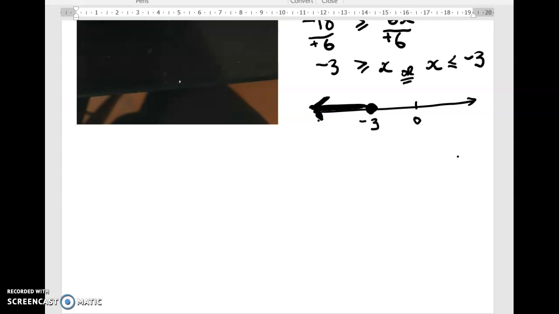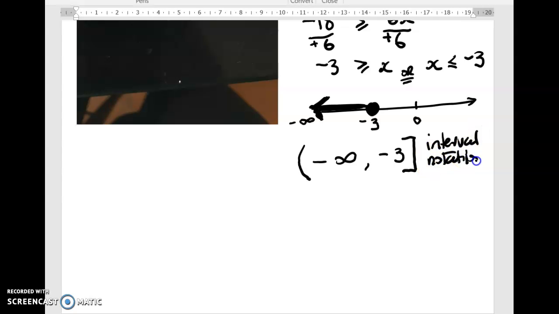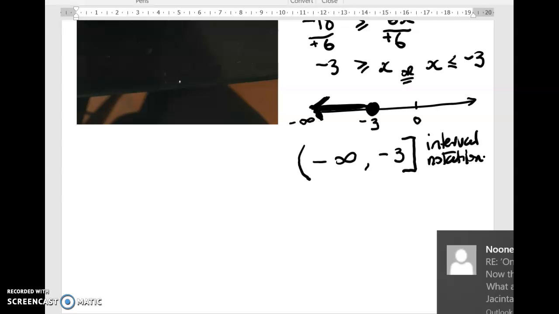In interval notation, remember we use brackets. So we've got minus 3 all the way to negative infinity. So we're going to have negative infinity and minus 3. We can never really get to negative infinity, so we put a round bracket, but because we are equal to minus 3, we put a square bracket. And that's called interval notation. We'll get practice on that over the coming years. Well, this is a number line.